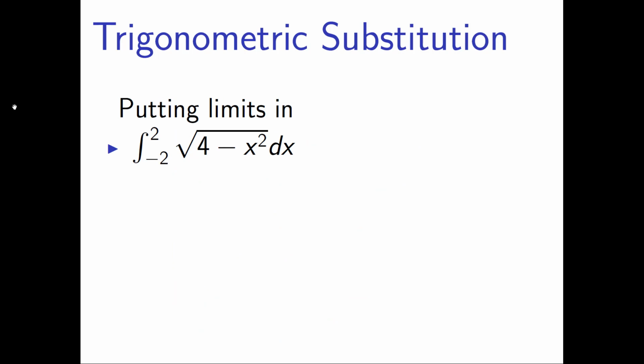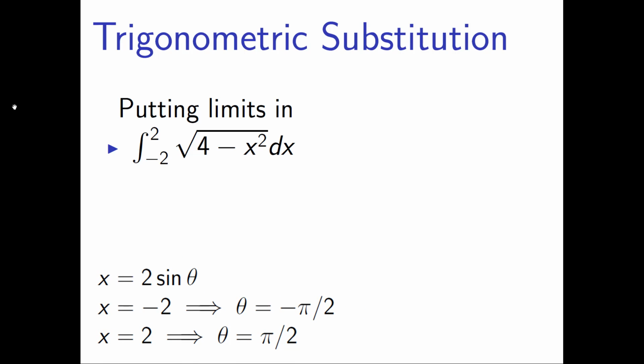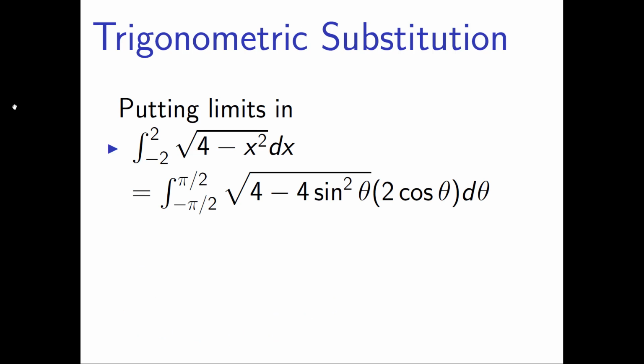Okay, so we can put the limits in here. Recall our substitution was x equals 2 sine theta. And so you can pretty quickly solve that if x equals negative 2, theta would be negative pi over 2. And if x is 2, it would be pi over 2. So our limits become negative pi over 2 to pi over 2.